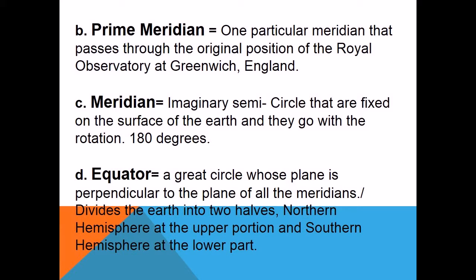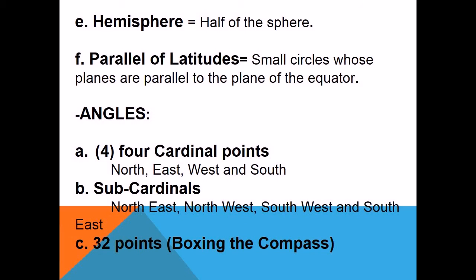degrees. D. Equator: a great circle whose plane is perpendicular to the plane of all the meridians, or divides the Earth into two halves, northern hemisphere at the upper portion and southern hemisphere at the lower part. E. Hemisphere: half of the sphere. F. Parallel of latitudes: small circles whose planes are parallel to the plane of the equator.